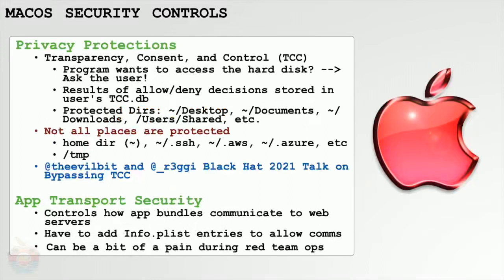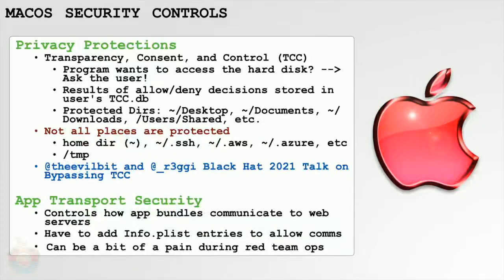Other core security controls are privacy protections, or TCC: transparency, consent, and control. What Apple intended with that is to put the power in the hands of the user to determine what programs can access sensitive places on macOS. While not all directories are protected by privacy controls, some of the common ones that are protected are the user's desktop, downloads folder, documents folder, etc. Again, not every place is protected, so the user's base home directory is not protected.